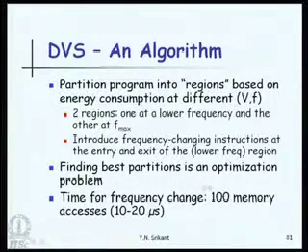Finding the best partitions in this fashion is an optimization problem. We need to factor in the frequency change timing. It may need 100 memory accesses, or 10 to 20 microseconds, depending on the processor's frequency. In order to perform this change, as I already mentioned, this is due to the voltage regulator and its capacitances.